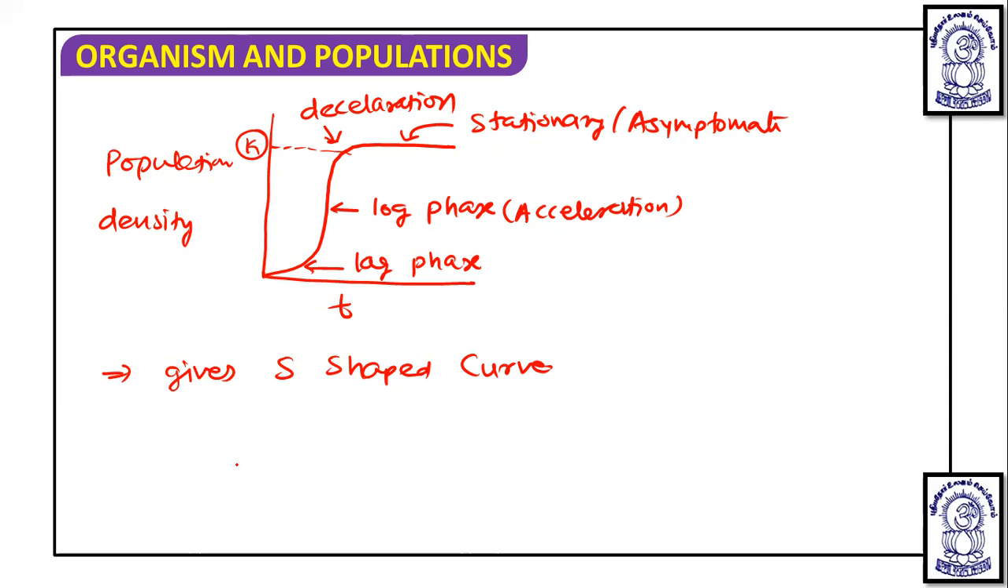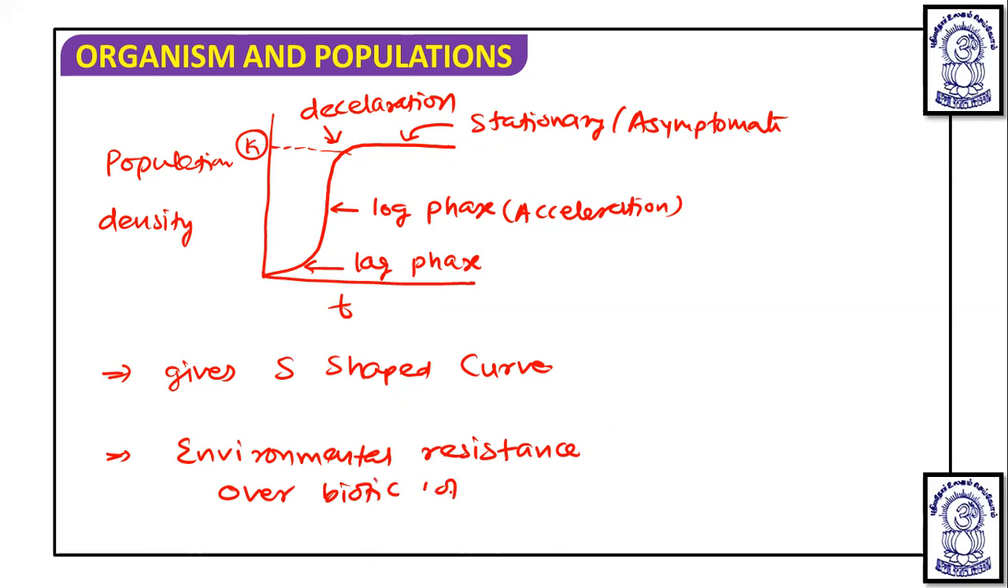So in this type of population growth, there are environmental resistances. The sum total of environmental factors that limit the population size is known as environmental resistance. And this environmental resistance rises with the rise in population size. The influence of environmental resistance over biotic potential is denoted by K minus N upon K. K is the carrying capacity and N is the population density.